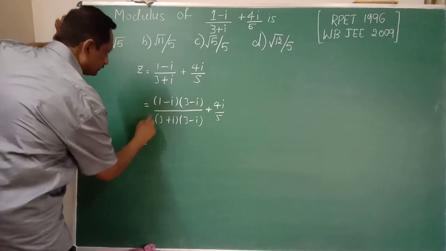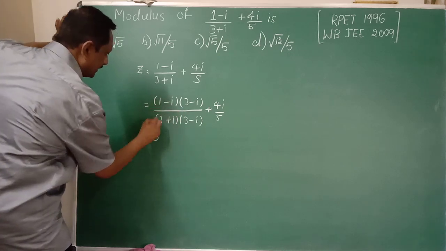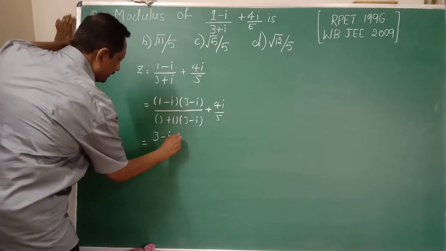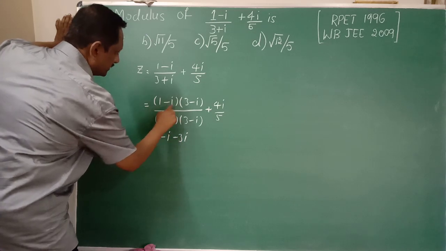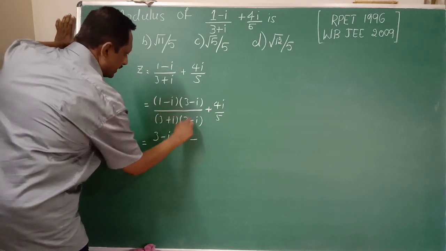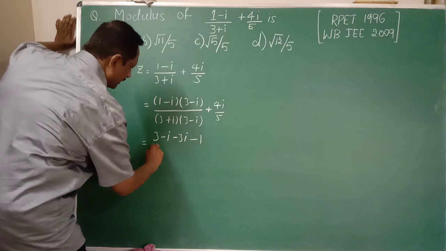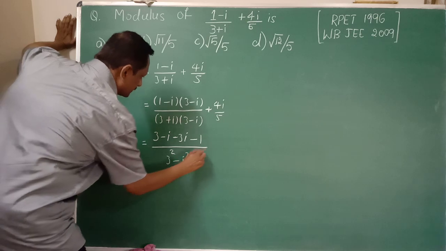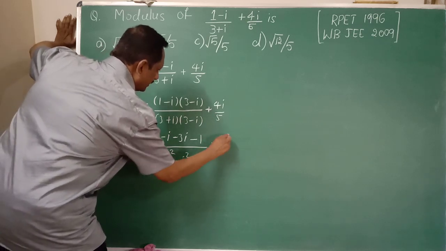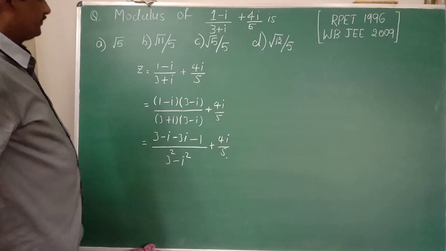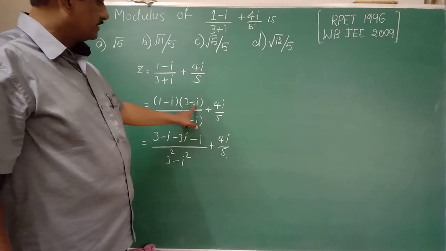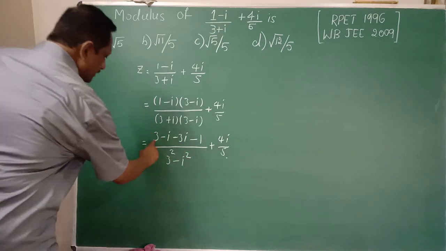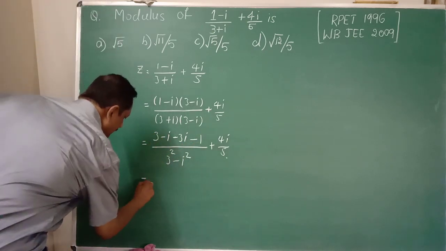Then this is equal to 1 into 3 becomes 3. 1 into minus i is minus i, minus i into 3 becomes minus 3i, and minus into minus is plus i square. But i square is minus 1, so it is minus 1, divided by the denominator, 3 square minus i square, plus 4i divided by 5. Here minus i into minus i becomes plus i square, which is minus 1. Then 3 minus 1 becomes 2.